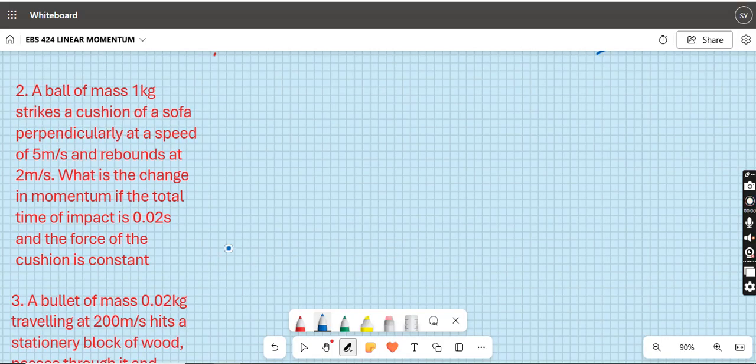A ball of mass 1 kg strikes a cushion of a sofa perpendicularly at a speed of 5 meters per second and rebounds at 2 meters per second. What is the change in momentum if the total time of impact is 0.02 seconds and the force of the cushion is constant?